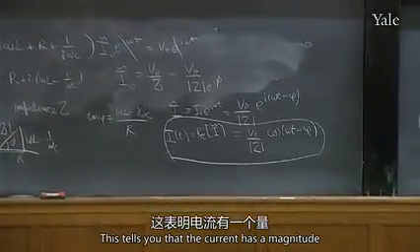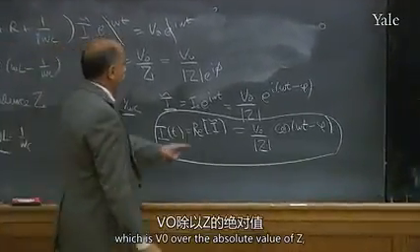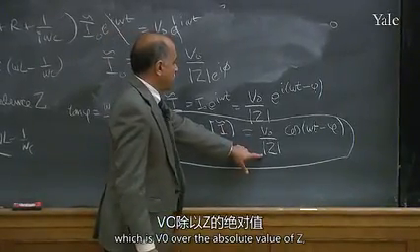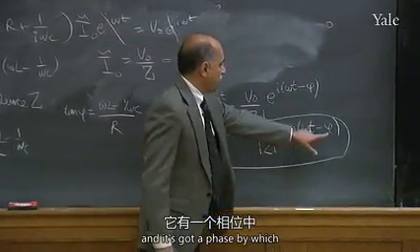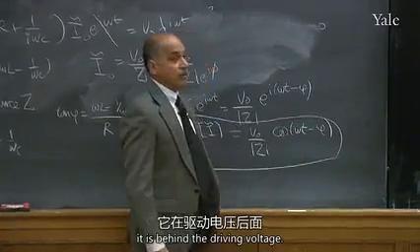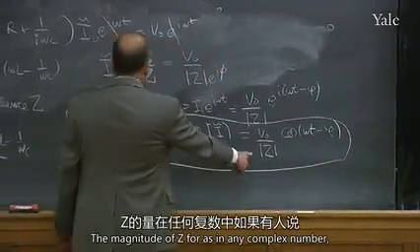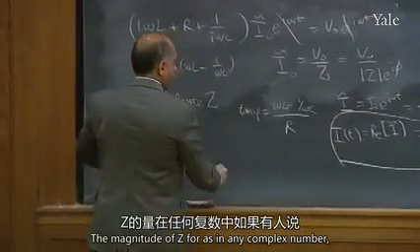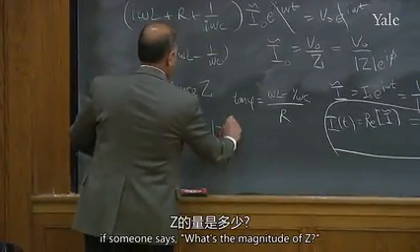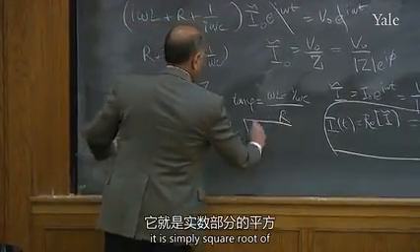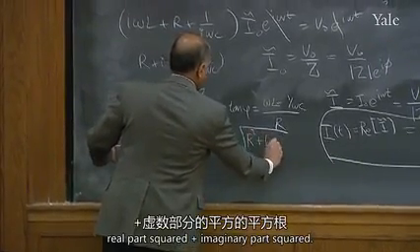This tells you that the current has a magnitude, which is V naught over the absolute value of Z, and it's got a phase phi by which it is behind the driving voltage. The magnitude of Z, as for any complex number, if someone asks what's the magnitude of Z, it is simply the square root of real part squared plus imaginary part squared.